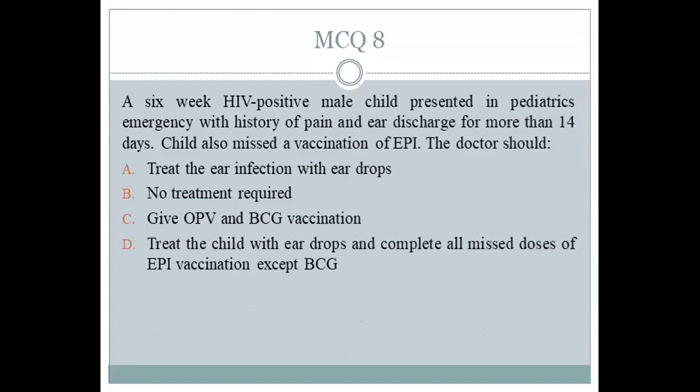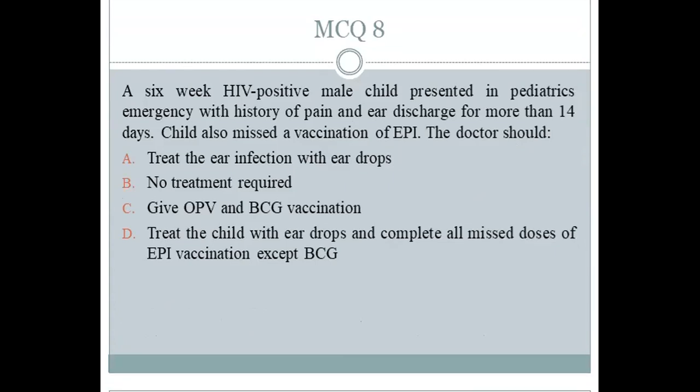A 6-week-old HIV positive infant presented in pediatric emergency with history of pain and ear discharge for more than 14 days. Child also missed a vaccination of EPI. The doctor should treat the ear infection. No treatment required with OPV and BCG vaccination. Delta: treat the child with ear tent and complete all missed doses of EPI except BCG, because the child is HIV positive.